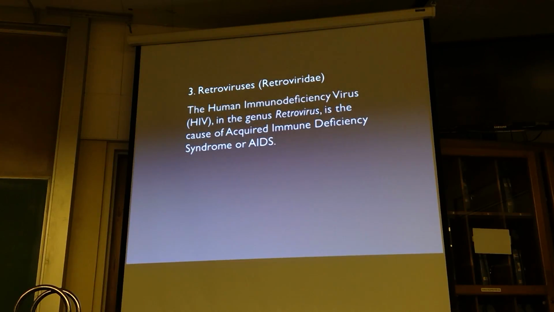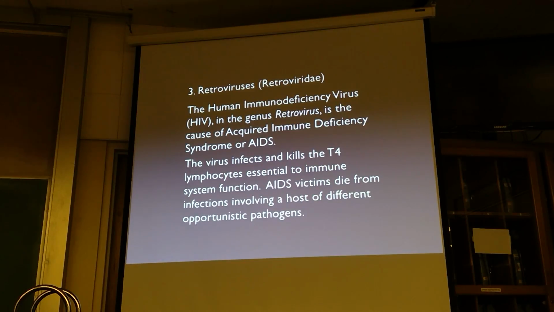And then we come to the retroviruses. The last one, the human immunodeficiency virus, or HIV. Again, the genus is retrovirus. They're the only retroviruses you need to know. And they cause acquired immune deficiency syndrome, or AIDS. They do this by wiping out the T4 lymphocytes. Without T4 lymphocytes, your immune system fails. And people typically die from infection with something else. But it's because the virus has destroyed their immune system.